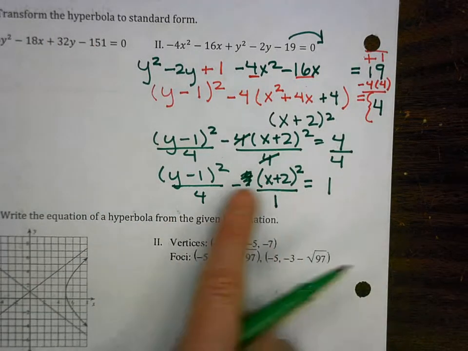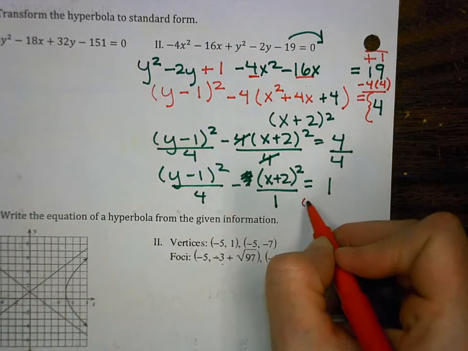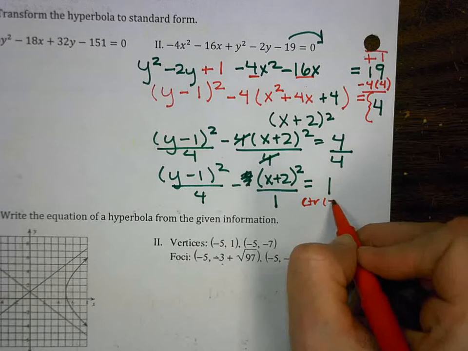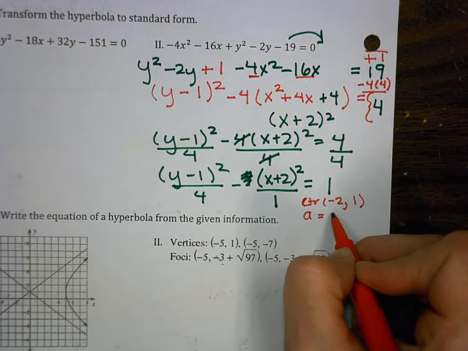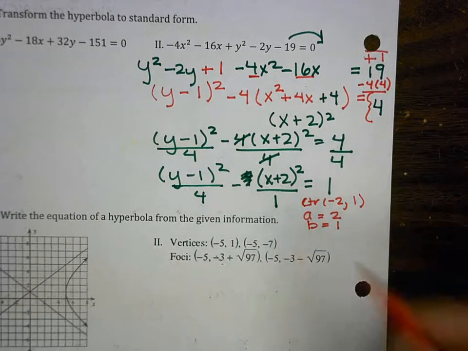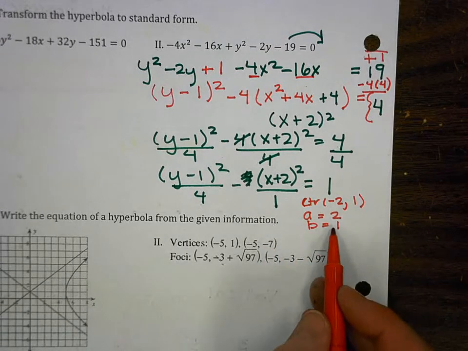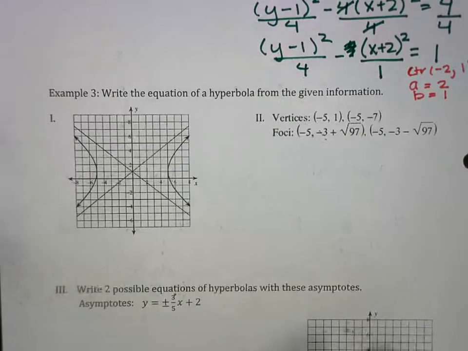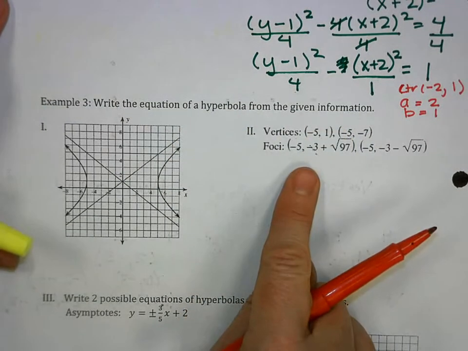So all you had to do was transform it to standard form. Let's verify that. We know that the center is negative 2, positive 1. We know that A equals 2 and B equals 1. There's our hyperbola. We could start getting the center, drawing the box. All right, let's keep moving.